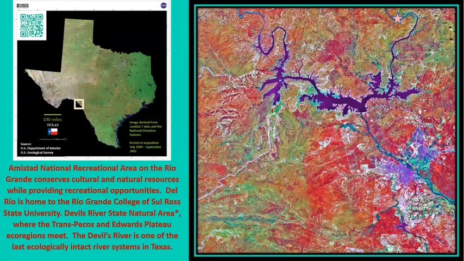East of the Big Bend area, the reservoir at Amistad National Recreation Area on the Rio Grande provides recreational opportunities. Del Rio, north of the river, is home to the Rio Grande College of Sul Ross State University. Devil's River, which flows into the Rio Grande, is where the Trans-Pecos and the Edwards Plateau ecoregions meet.